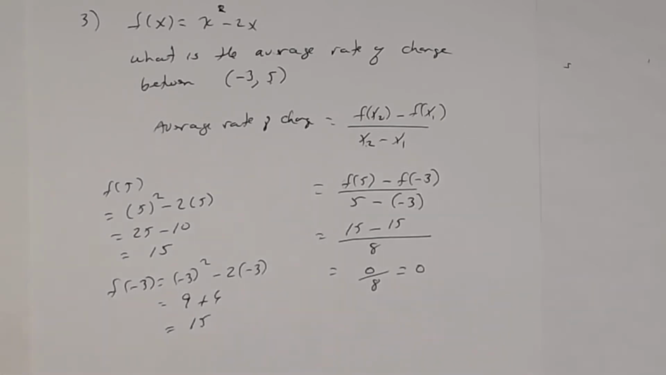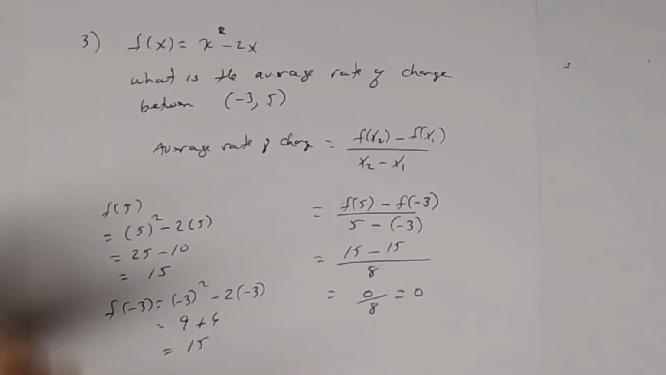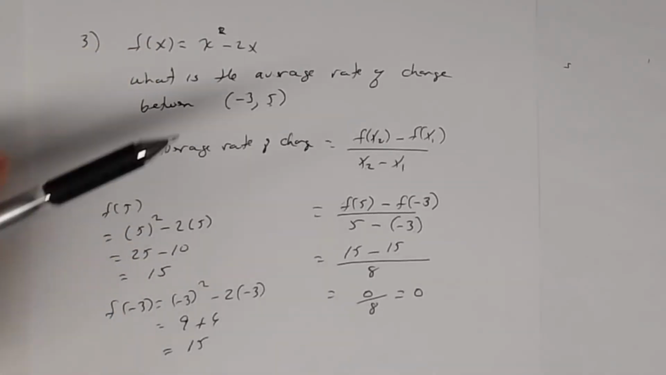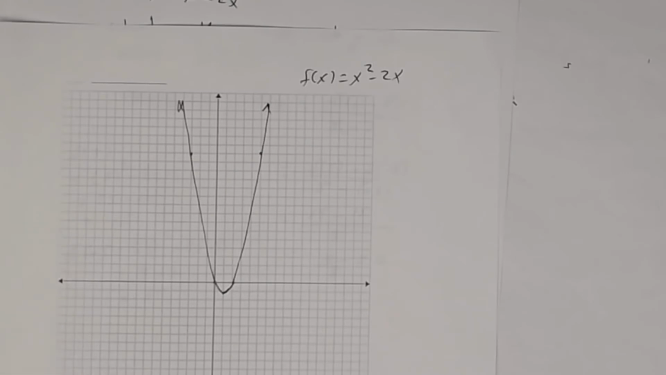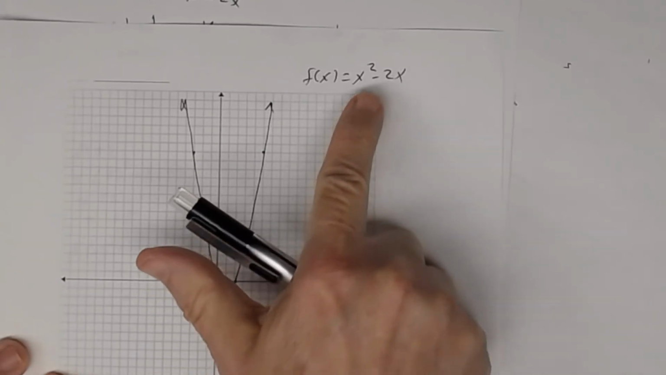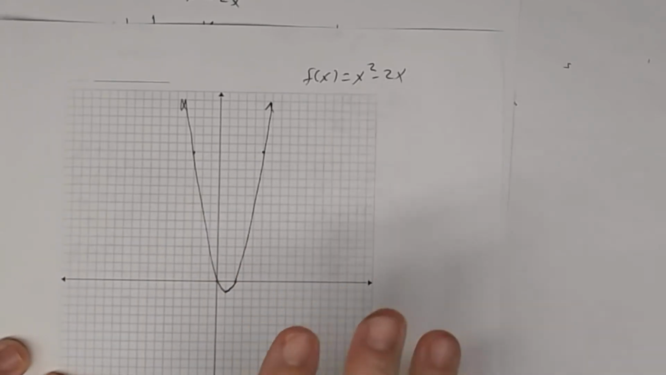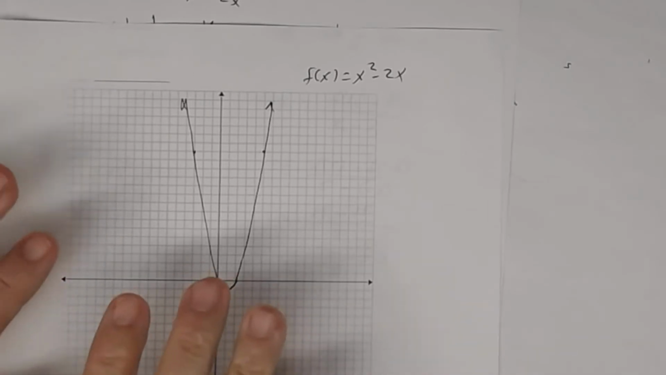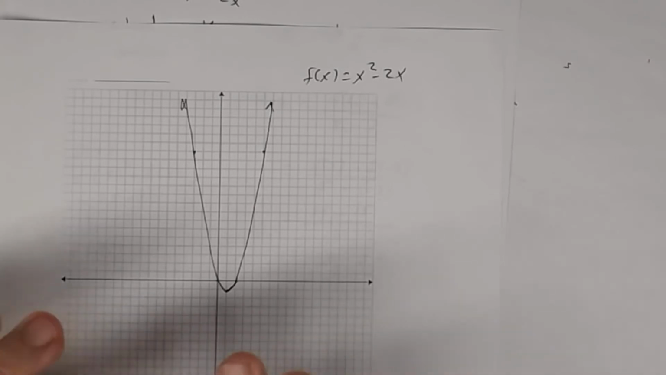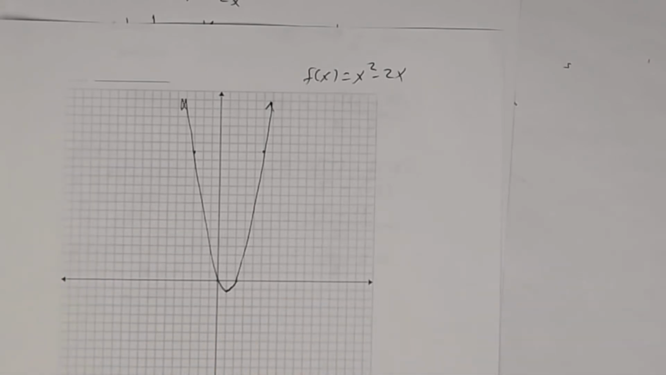Okay, so what does it mean that the average rate of change is 0? Let me show you what the graph looks like. Here's the graph of this quadratic function, x squared minus 2x. This is a rough sketch of the function y equals x squared minus 2x, or f of x equals x squared minus 2x. You're going to learn how to graph this in another section, but this is basically what the graph looks like.